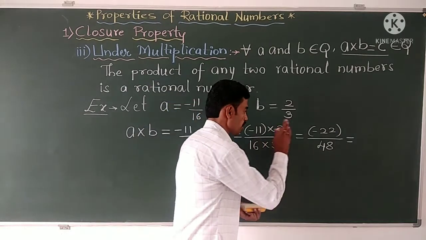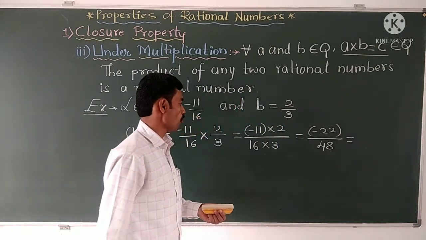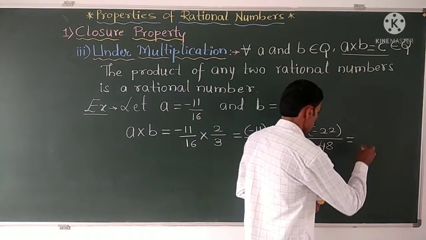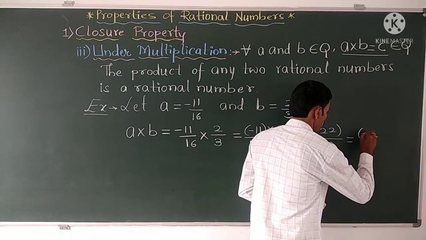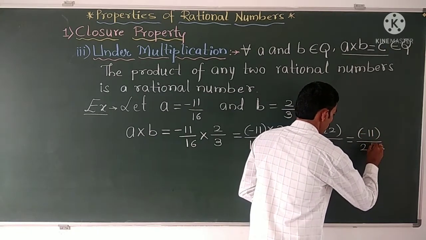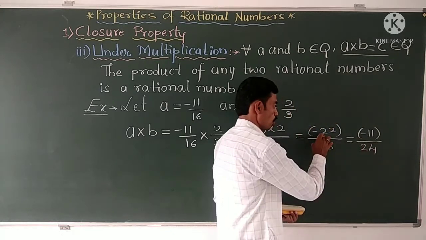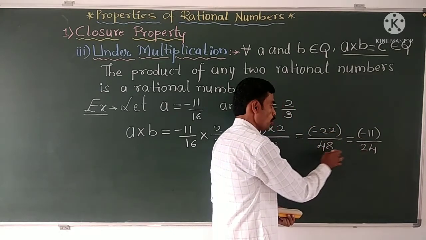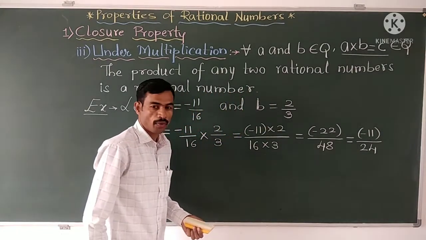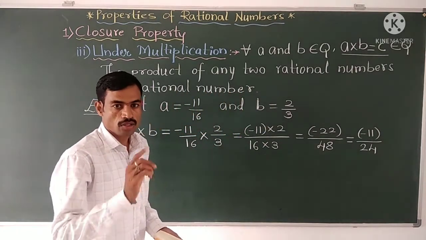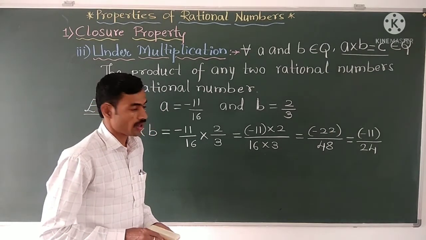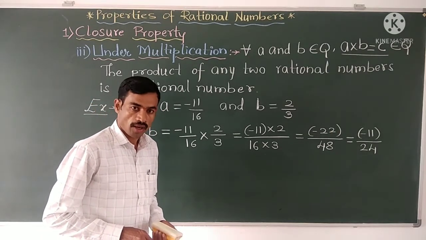So what do we have to do? We have to convert this into the simplest form. Two into 11 is 22, and two into 24 is 48, so it becomes minus 11 divided by 24. So minus 11 by 24 is also a rational number, a negative rational number.